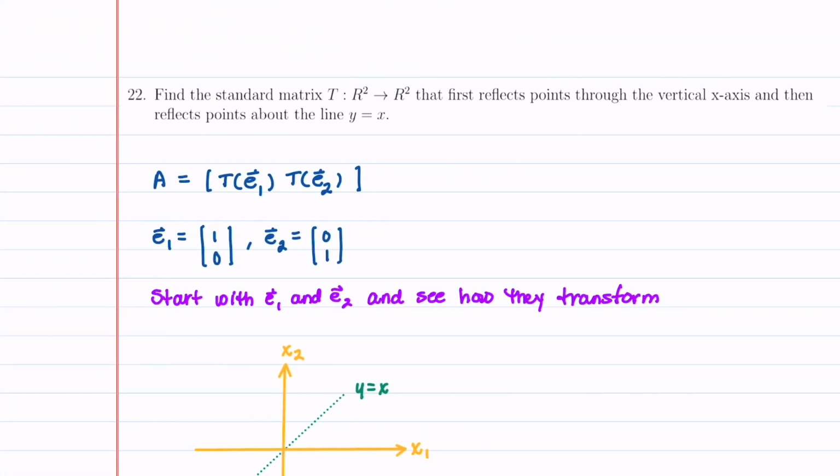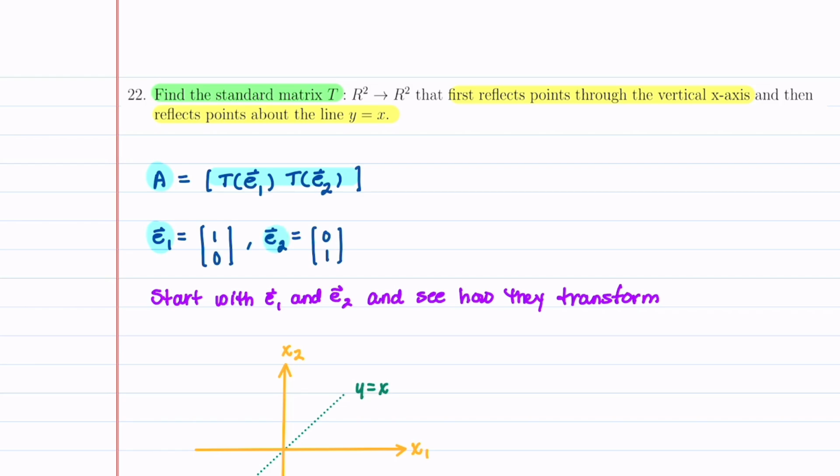In this problem, we're asked to find the standard matrix T from R2 to R2 that first reflects points through the vertical x-axis and then reflects points about the line y is equal to x. To begin this problem, we want to remind ourselves that the standard matrix of T is our matrix A, and it's equal to the transformation of E1 and the transformation of E2. Our E1 is 1, 0, and our E2 is 0, 1.